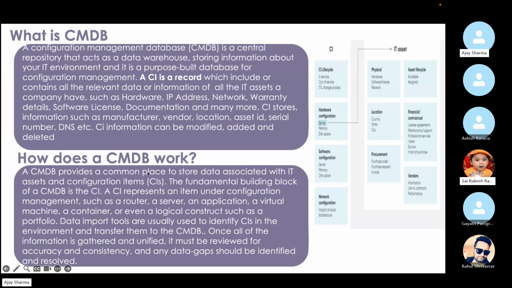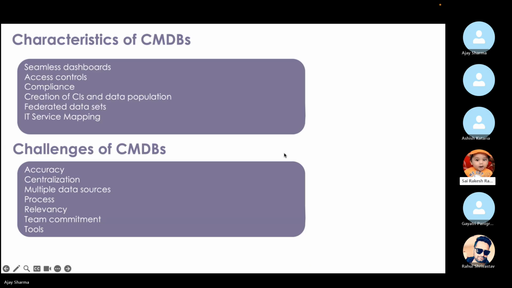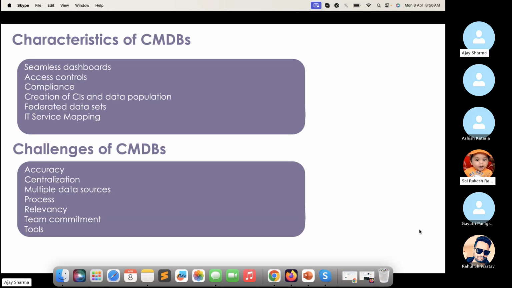And once this discovery discovers these relationships, will the respective tables be automatically populated? Yeah, so I'll give you an example here. Let's take an example. You are discovering a Windows server.